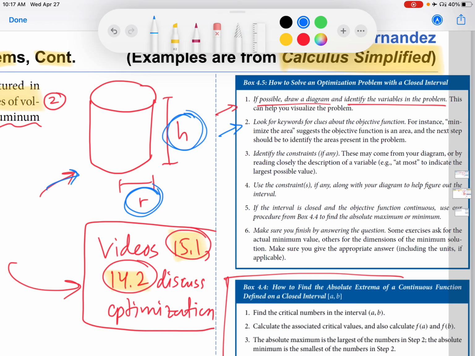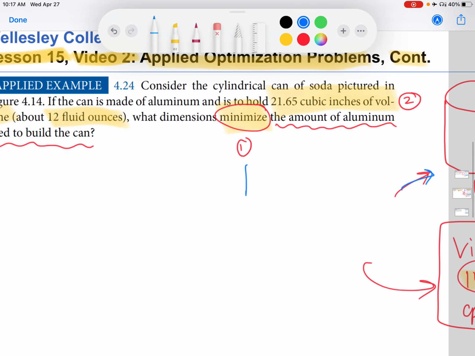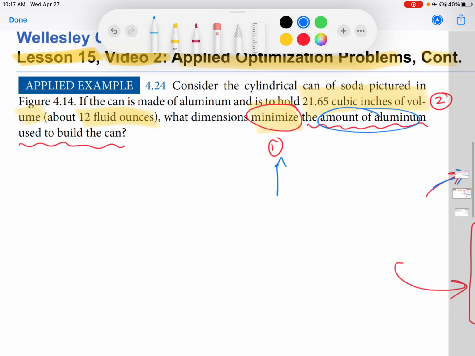For clues about the objective function. So we did that over here. So that's kind of the squiggly here. So I want to minimize the amount of aluminum used to build the can. Okay. So I have to quantify amount of aluminum.